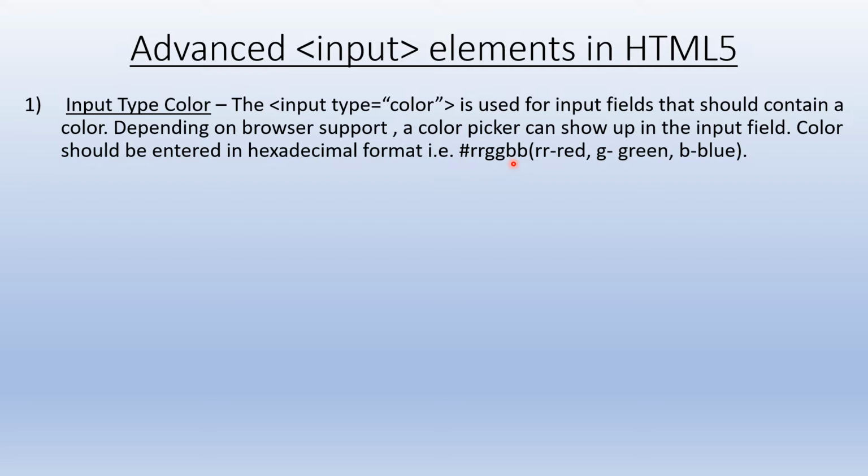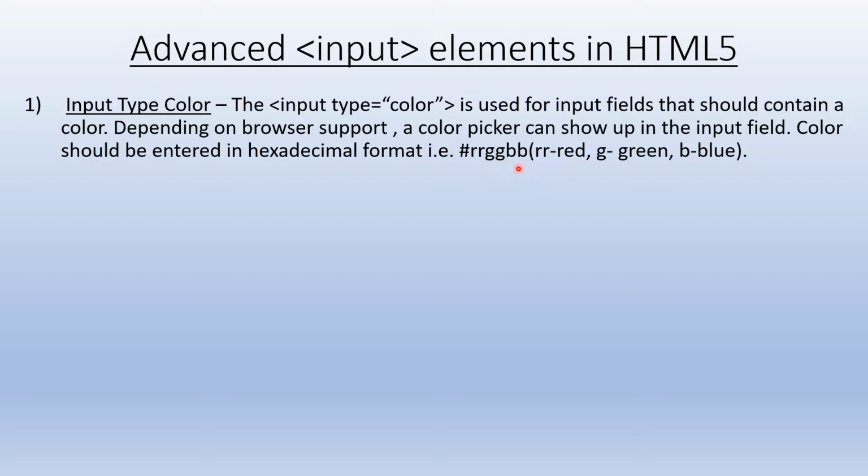Suppose you want to display red color, then what will you write? You will write hash FF, instead of RR you will write FF, 0000. So this will give you red color. If you want green color, then you will write 00 FF 00. Then it will give you green color.